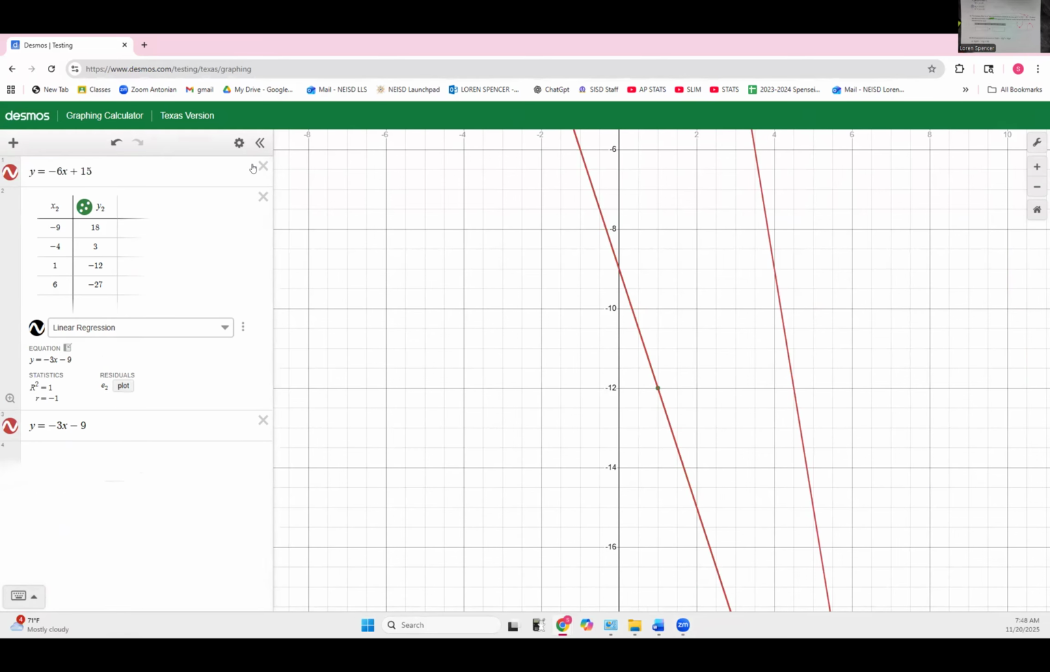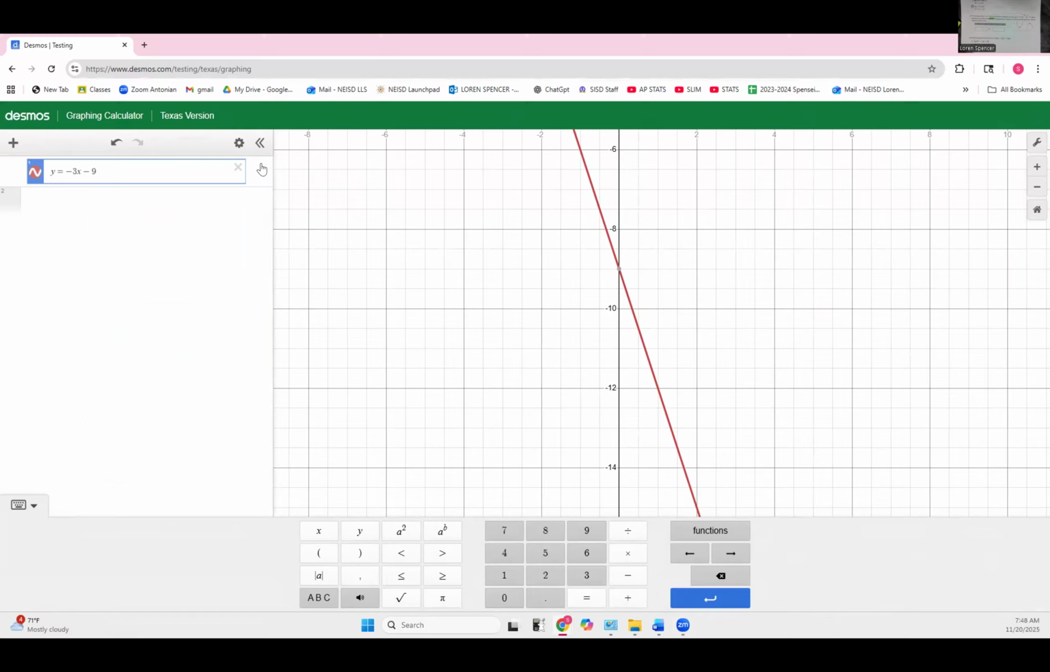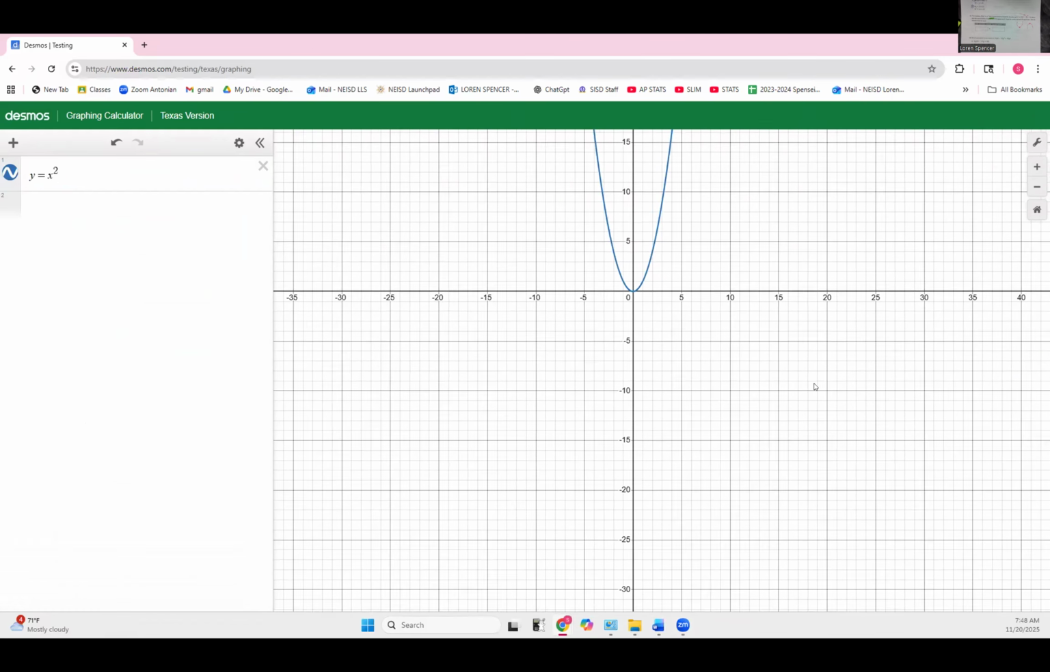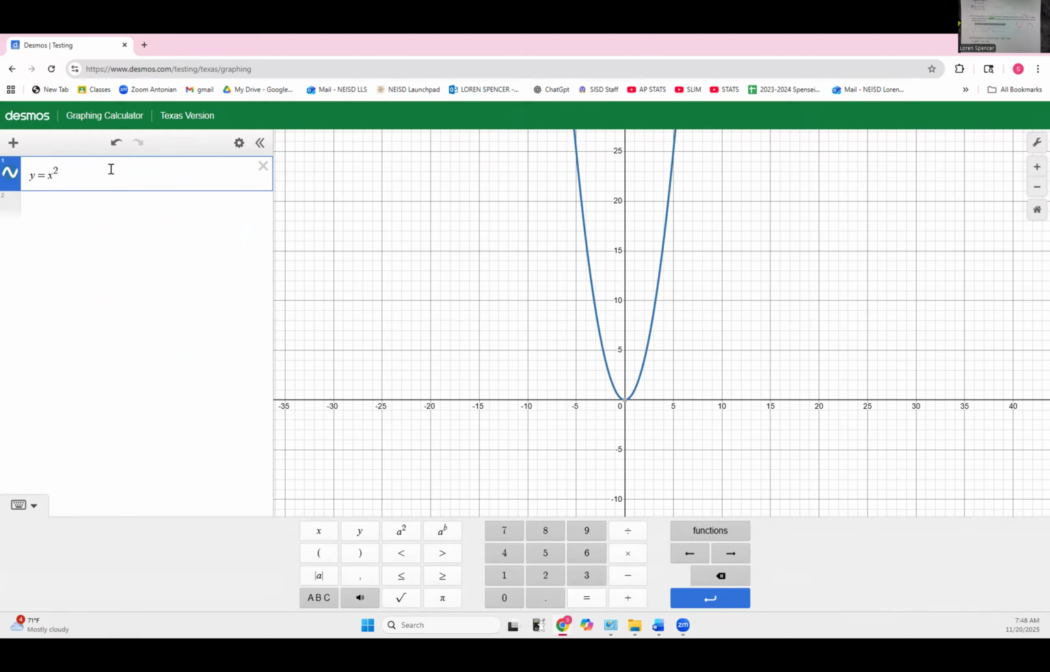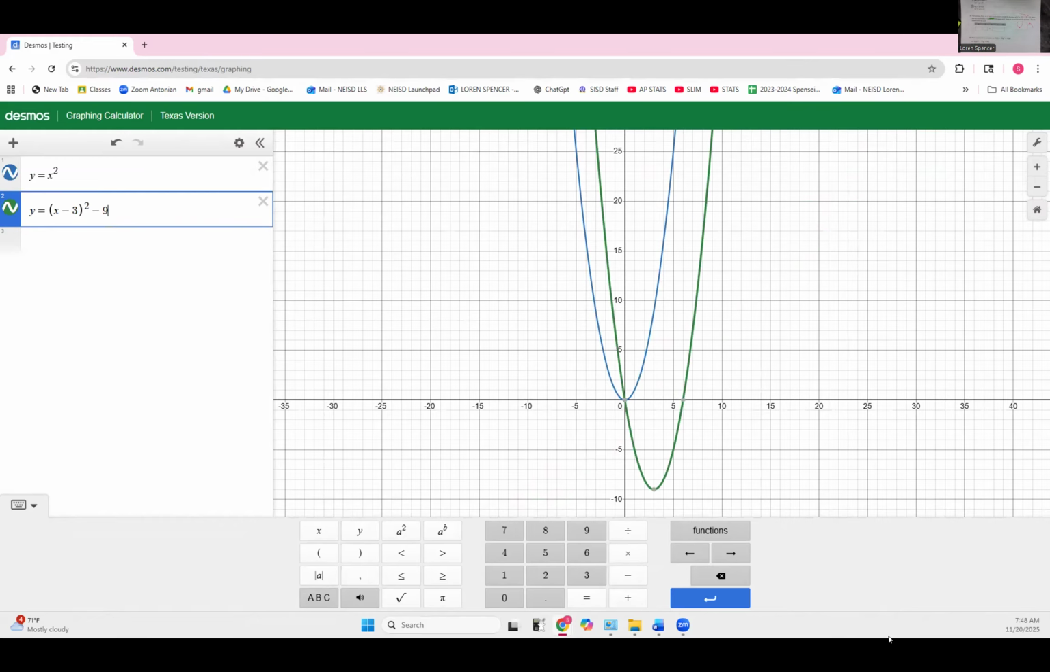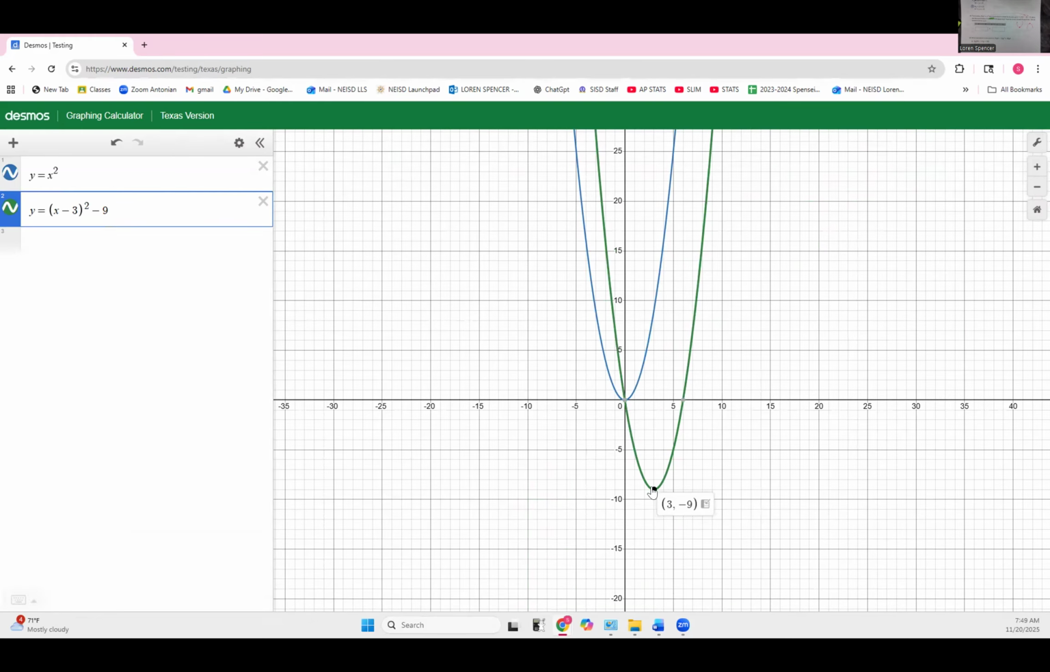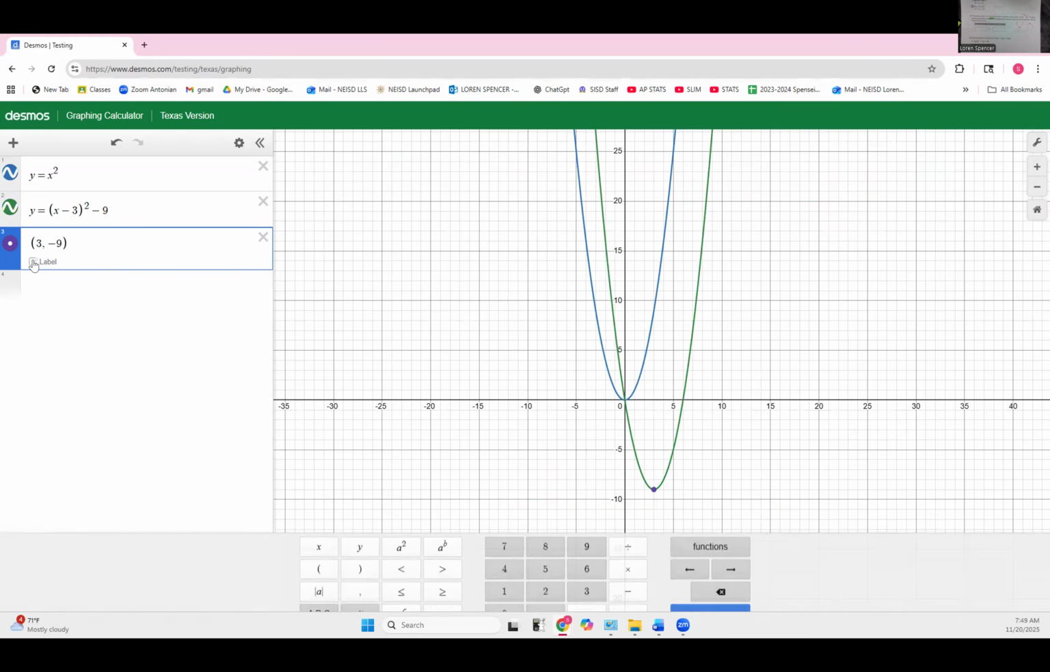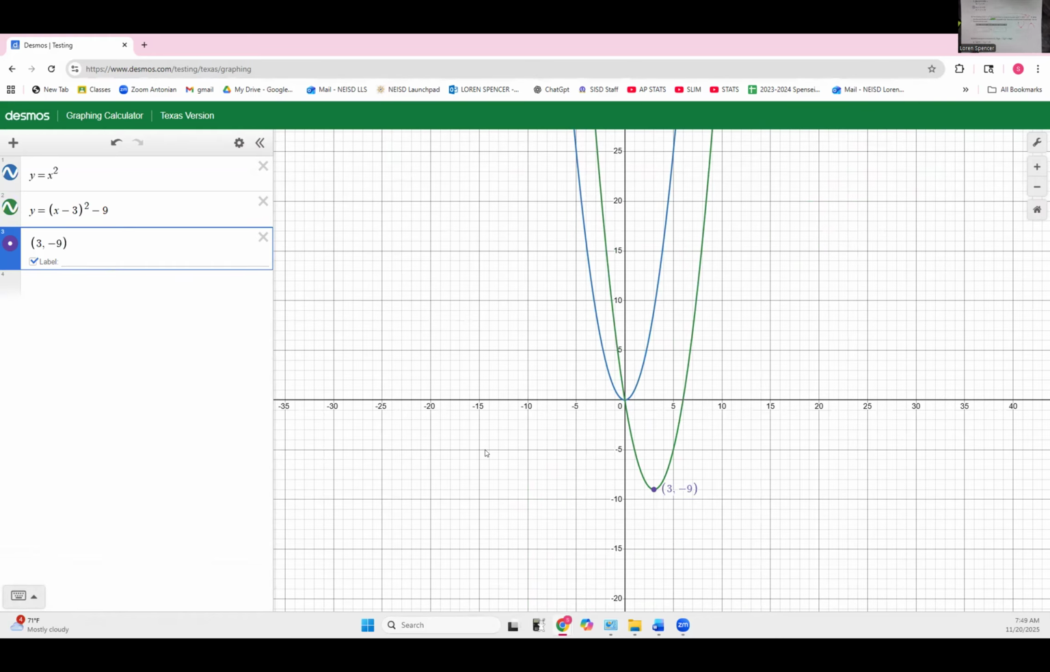Let's get rid of all this stuff. I'm going to input the first equation, even though it wasn't important. So y equals x squared. And we'll zoom in, zoom out. There it is. There's my first one. It's in blue. The next one, the one that was transformed, is y equals parentheses x minus 3, and we're going to square it, and we're going to put -9. We're asking for the vertex, this point, and we're going to go ahead and label it. So our point is 3, -9.